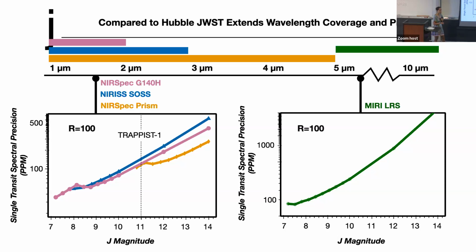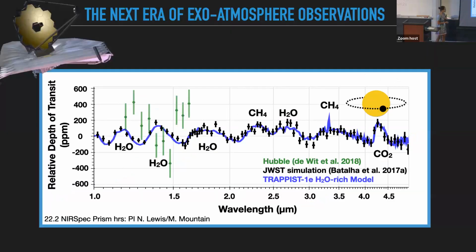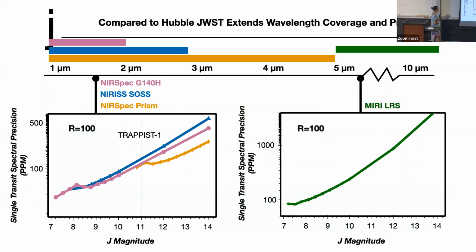And for context, if you look at a simulation of Julian DeWitt's Hubble data compared to, for example, simulations of what we expect to get in one of the first JWST programs, you can see that the difference is huge. Compared to the Hubble data, which got precisions of around 200 ppm, we expect to get precisions of around 10 ppm for the very first observations of, in this case, Trappist-1e. And so JWST, of course, is going to deliver much higher precisions than what we previously had with Hubble.